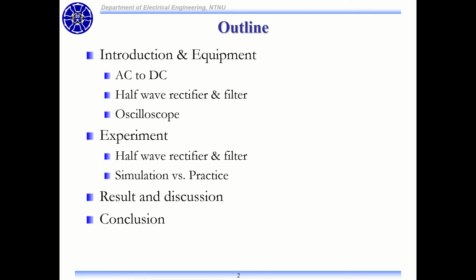First, we introduce the AC to DC and the half-wave rectifier and filter, and we introduce equipment, the oscilloscope. And second, we do the experiment. We do half-wave rectifier and filter. We have a simulation versus practice. And third, we have a result and discussion. And last, we have conclusion.